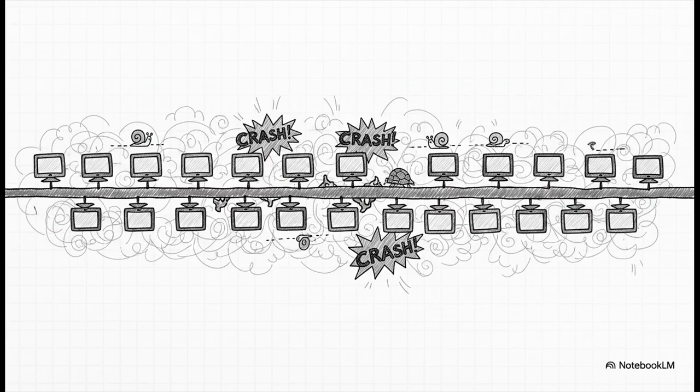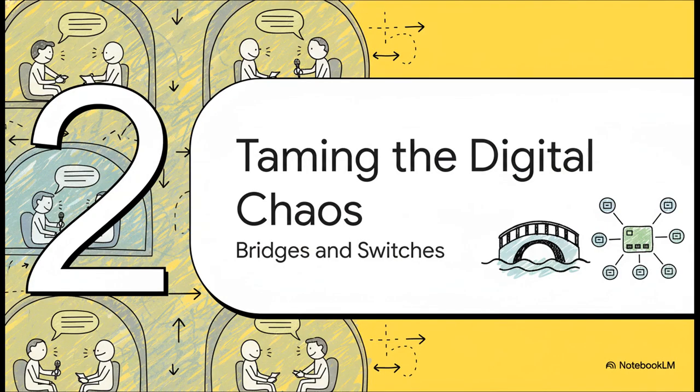Now, this system, it worked. Kinda. But it was incredibly slow, especially as you added more and more devices to the network. That noisy room just kept getting louder, and data collisions were happening constantly. There absolutely had to be a better way to manage the conversation. So how do you fix a loud, crowded room? You don't just ask people to be more polite. No, you build smaller, private rooms.